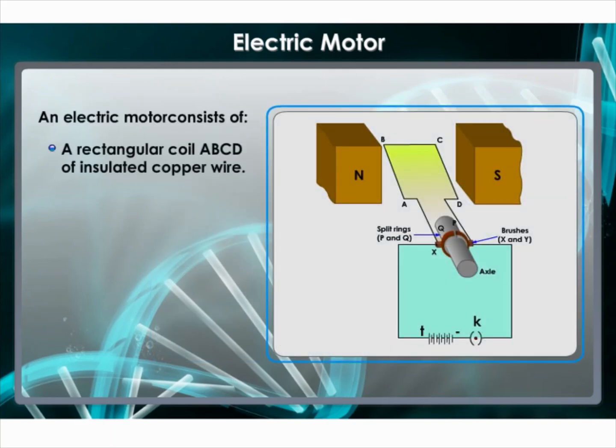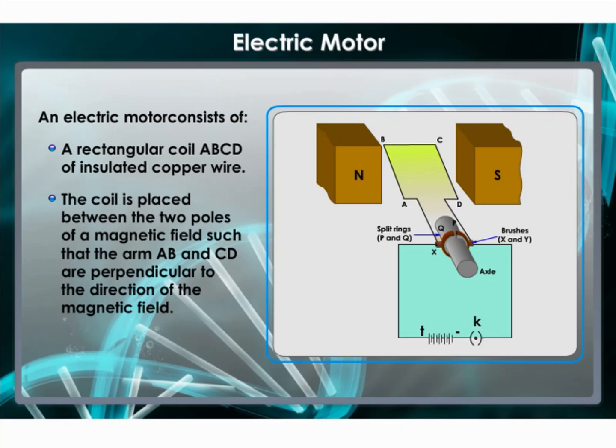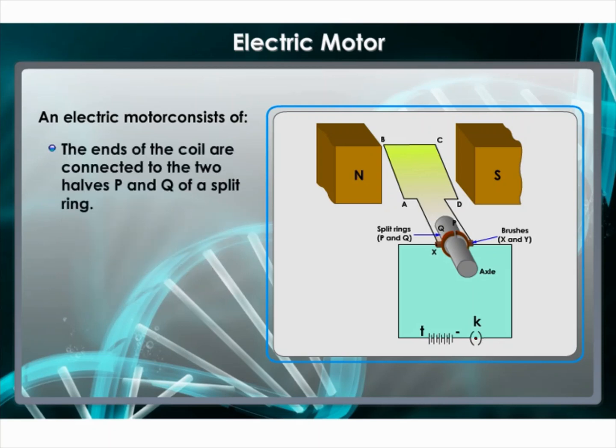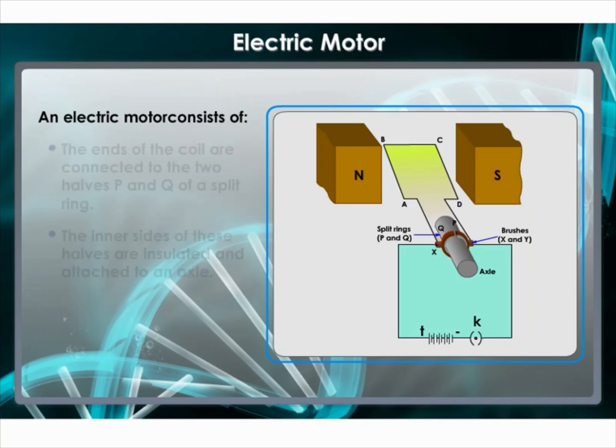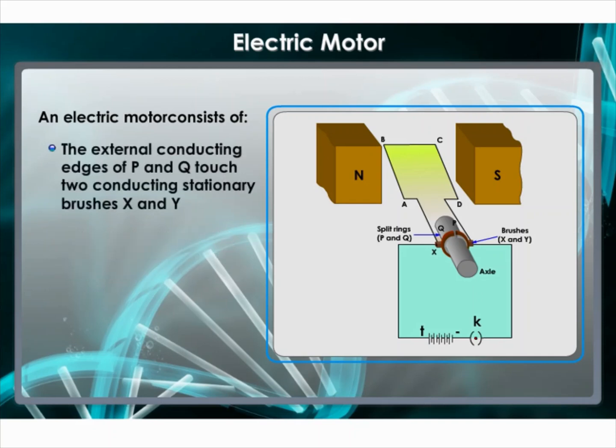An electric motor consists of a rectangular coil ABCD of insulated copper wire. The coil is placed between the two poles of a magnetic field such that the arm AB and CD are perpendicular to the direction of the magnetic field. The ends of the coil are connected to the two halves P and Q of a split ring. The inner sides of these halves are insulated and attached to an axle. The external conducting edges of P and Q touch two conducting stationary brushes, X and Y respectively.